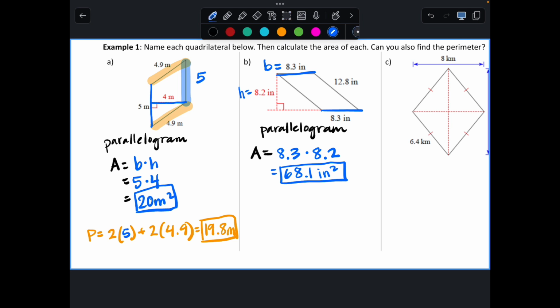Now let's find the perimeter. So we have the top and the bottom, 8.3. We know that this side is 12.8. That means that this side also has to be 12.8 because these sides are congruent.